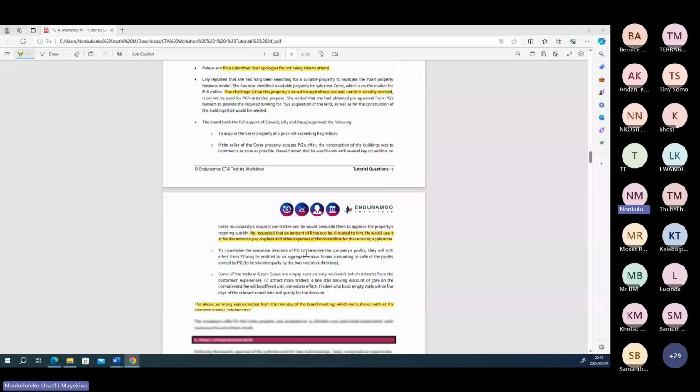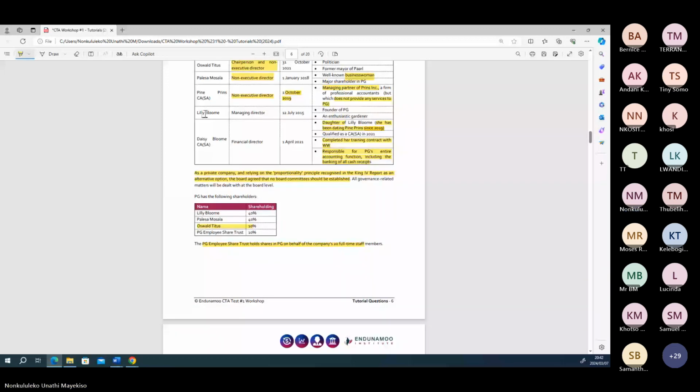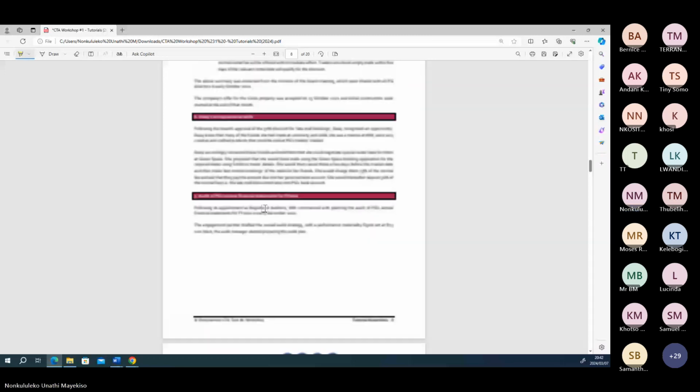They said that there was going to be an incentive for the executive directors to maximize the profits. And so they will be entitled to an aggregate annual bonus of 20% of the profits earned by PG, to be shared equally by the two executive directors. Who are the two executive directors? Daisy and Lily. So what do you guys know about who is supposed to approve director remuneration?